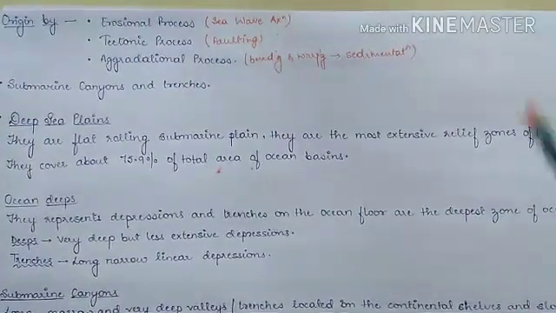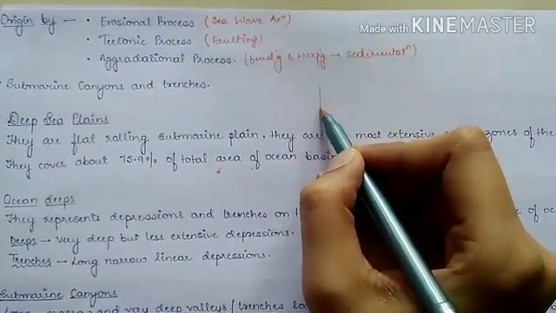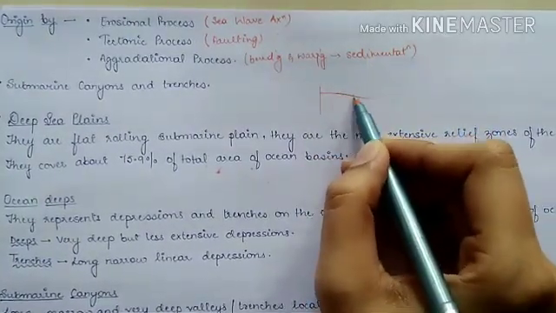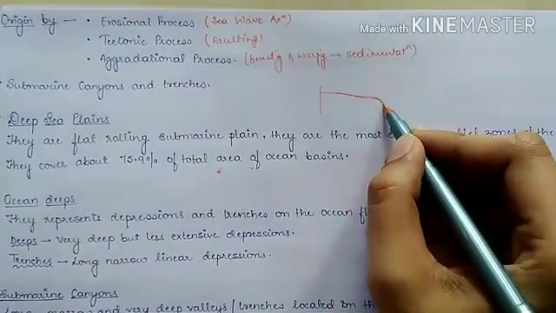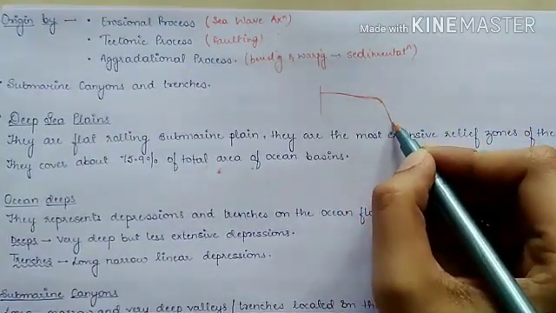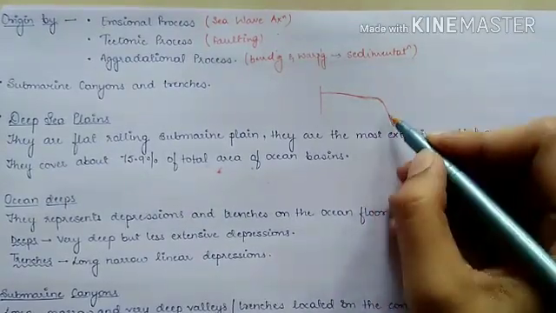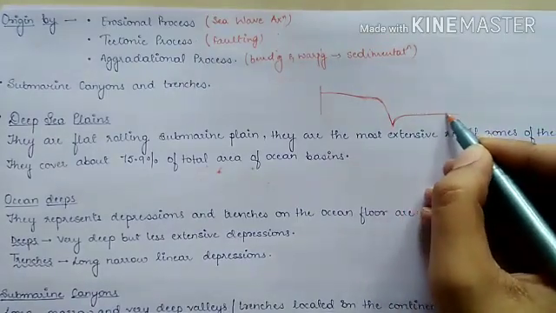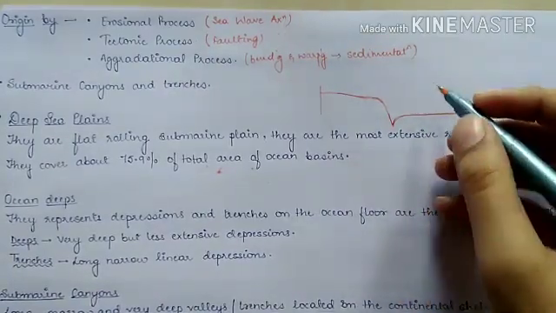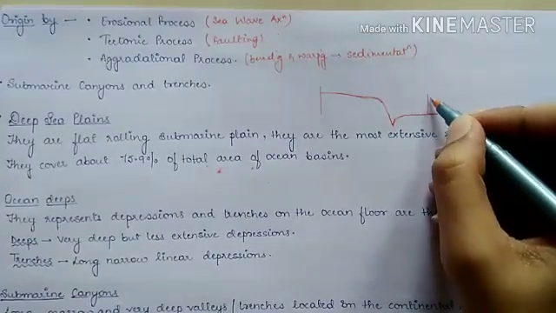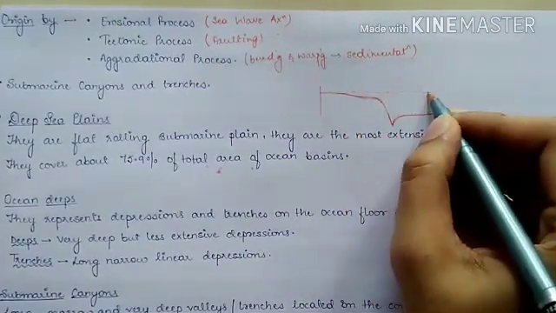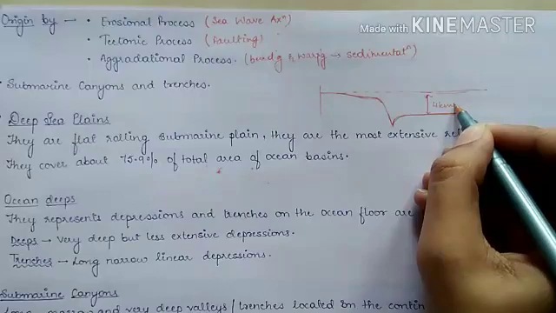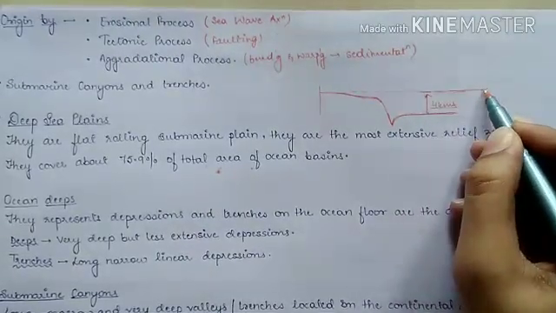So we will have, like, this is our continental margin. Here we have continental shelves, then we have continental slope. Here we are having deep trenches, and then we will have oceanic floor. The depth here will be about 4 kilometers from the sea floor level.